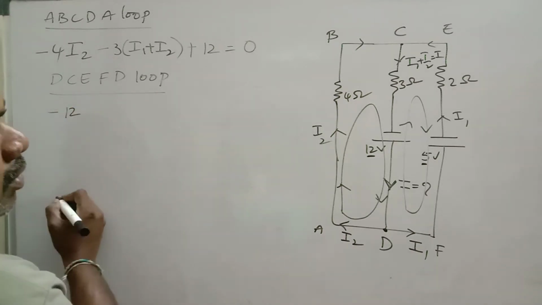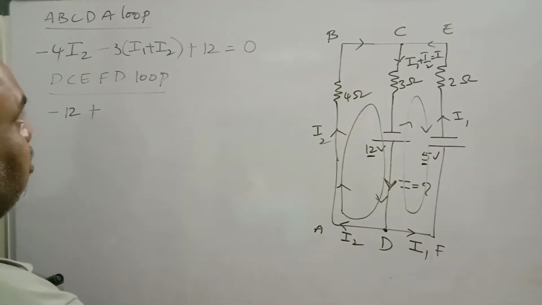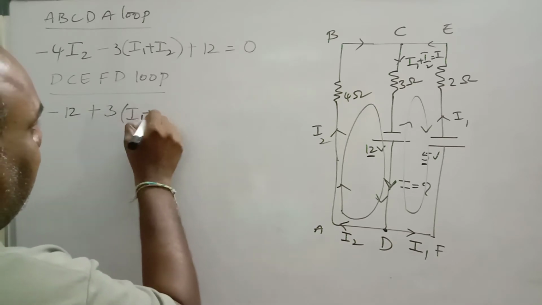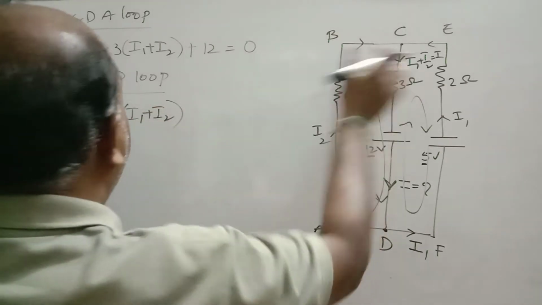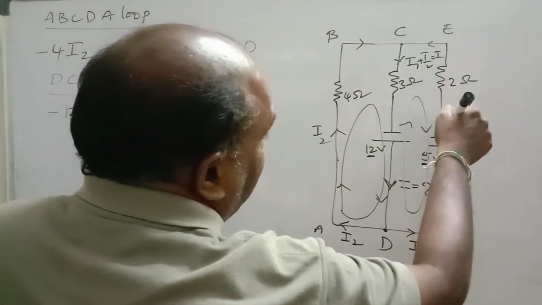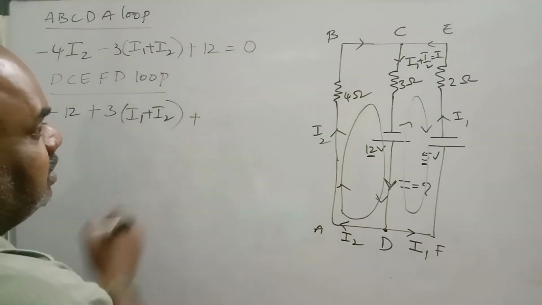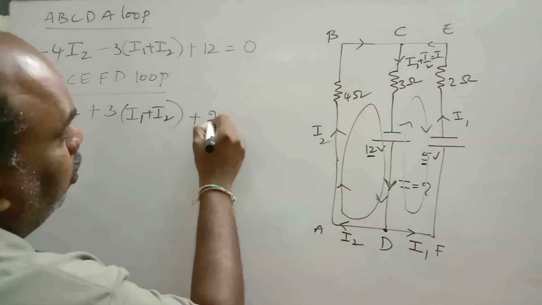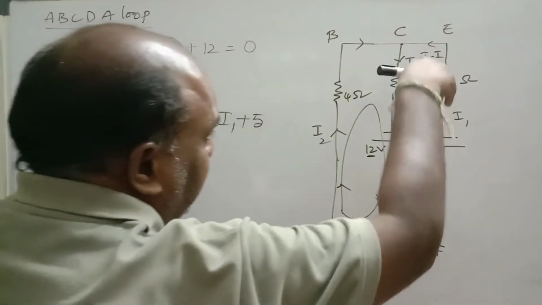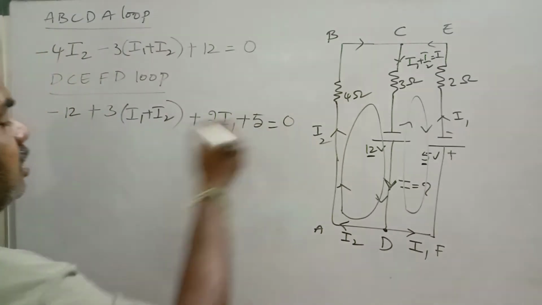Minus 12. Here current direction, loop direction both are opposite. Take plus, positive sign, 3 into IR. I is nothing but I1 plus I2 and R is 3. Now CE, no component. Next E to F, two components are there. Here current is upwards and loop is downwards, so both are opposite. Opposite means take positive sign, plus 2 I1. Here it is plus 5, because the considered loop is going from battery positive terminal. So plus 5 is equal to 0.